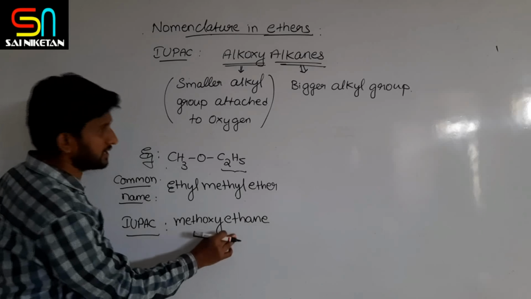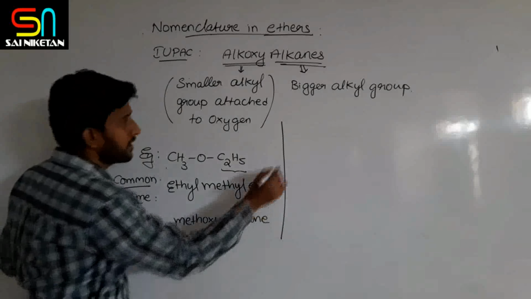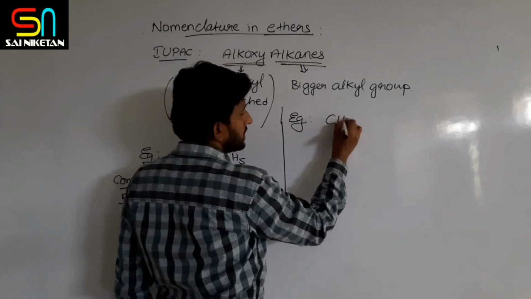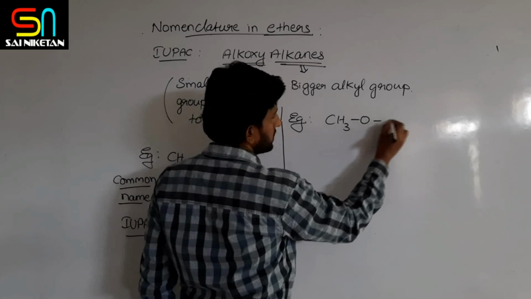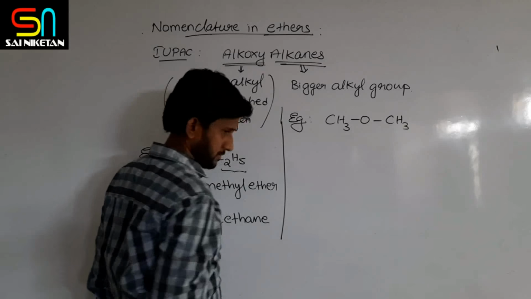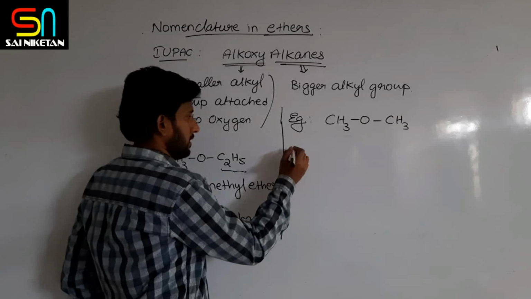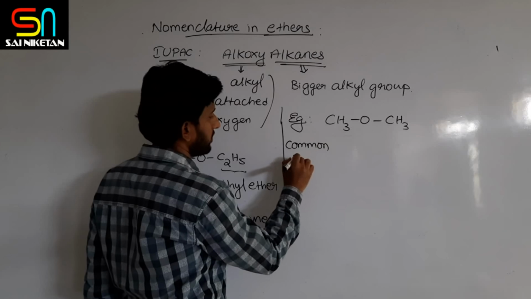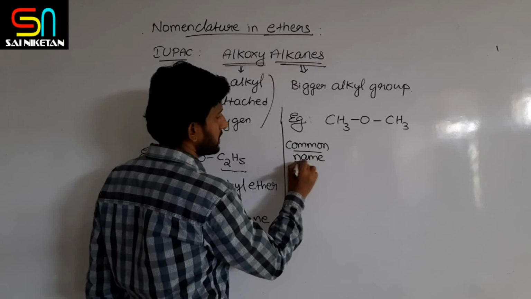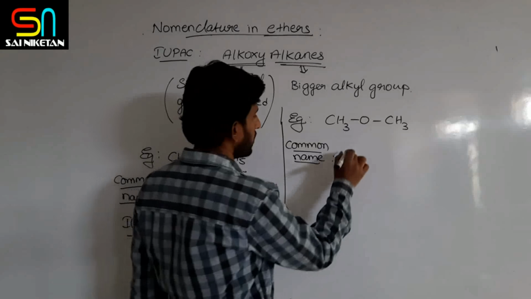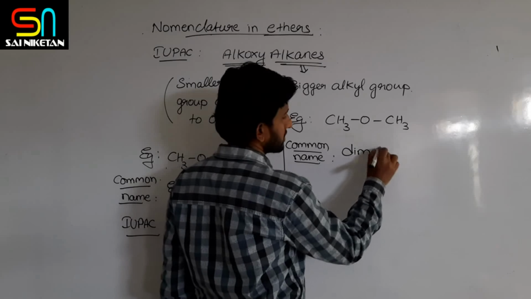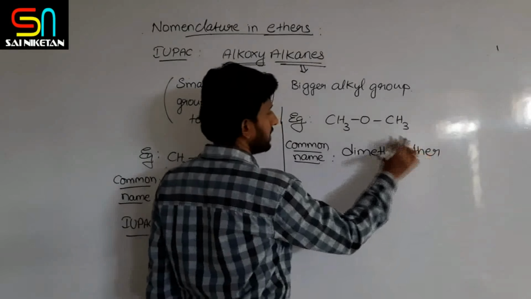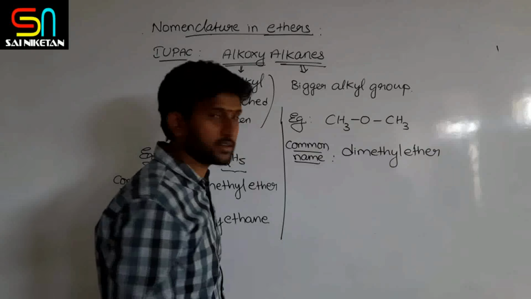So what is the IUPAC name of ethyl methyl ether? It is methoxy ethane. Similarly, one more example, if I write CH3OCH3. Now you see, the common name for this compound is, since two methyl groups are there, dimethyl ether. The common name of this compound is dimethyl ether because two methyls are there.